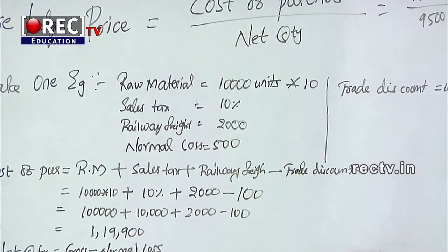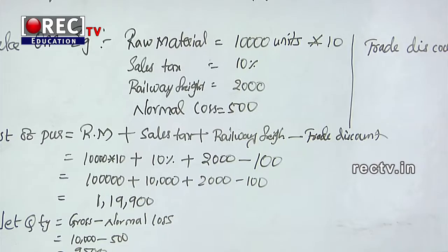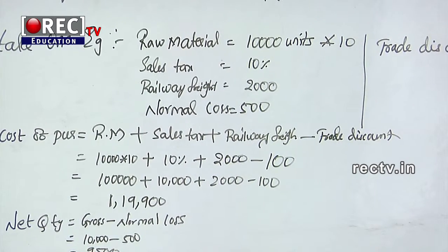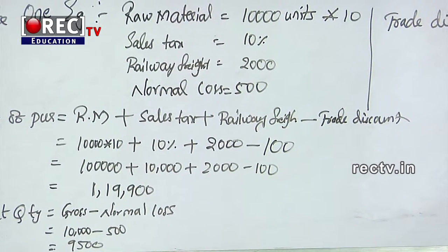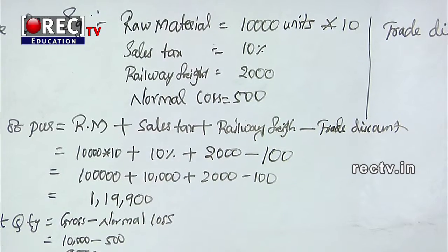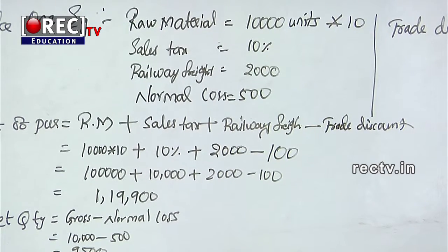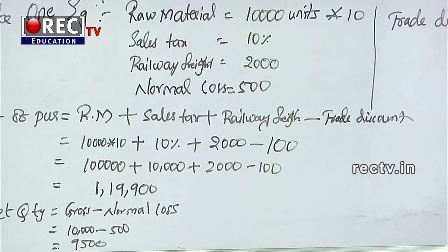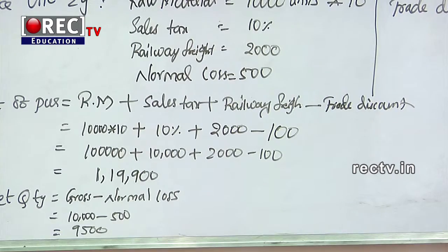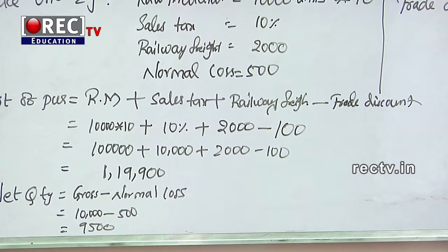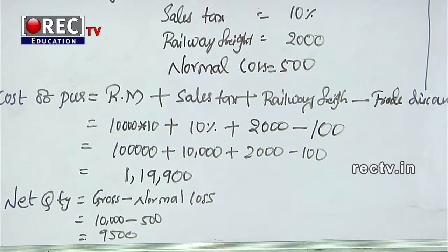Expenditure incurred till the material enters the factory gate is to be added, and the benefits, if any, received are to be deducted from the purchases. Now the cost of purchase here is raw material plus sales tax plus railway freight. It is expenditure, so it is added, and the trade discount, as it is a benefit to us, is deducted. Raw material 1 lakh, sales tax 10% on raw material, that is 1 lakh into 10%, 10,000, railway freight 2000, that is given in the question, trade discount 100. By solving this we get cost of purchase equal to 1,19,900.